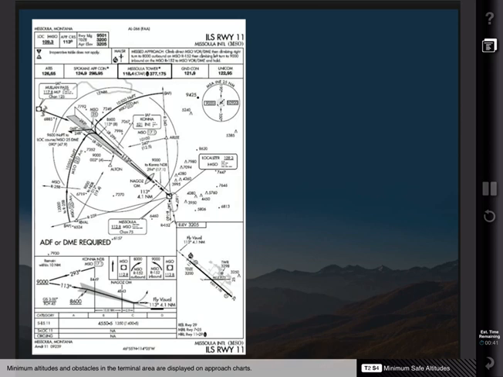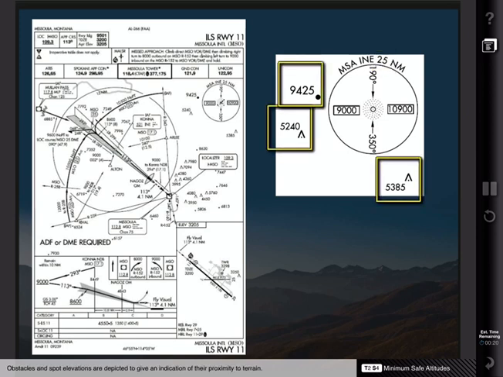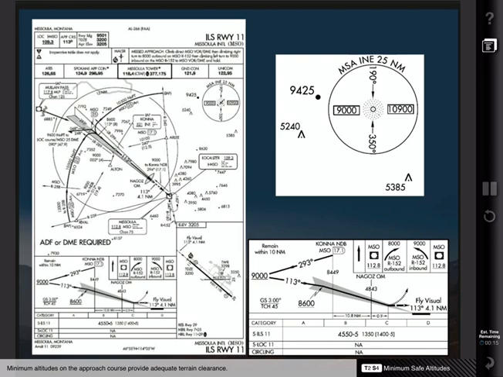Minimum altitudes and obstacles in the terminal area are displayed on approach charts. On each chart, a minimum safe altitude is depicted to provide situational awareness during an emergency or abnormal situation. These altitudes typically extend 25 nautical miles from the reference nav aid. Obstacles and spot elevations are depicted to give an indication of their proximity to terrain. Minimum altitudes on the approach course provide adequate terrain clearance. Additionally, some foreign countries also provide an emergency safe altitude, which provides terrain clearance up to 100 nautical miles.